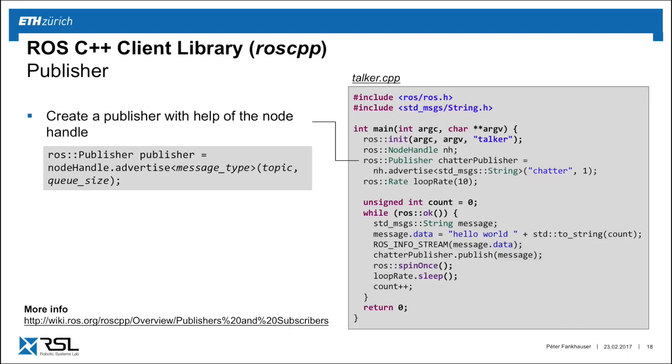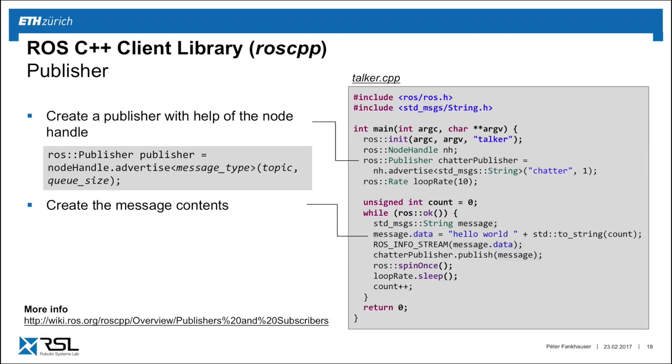And we want to publish this message now at a loop rate of 10 Hertz. So we define here again the loop rate. And similarly to before, we publish it here. So this works by creating the message. Here, std_msgs string, and then we call the variable message.